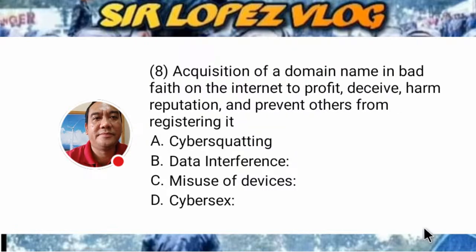Number 8, acquisition of a domain name in bad faith and or on the internet to profit, deceive, harm reputation, and prevent others from registering it. A, cybersquatting. B, data interference. Letter C, misuse of devices. Or letter D, cybersex. Okay? Acquisition of a domain name.